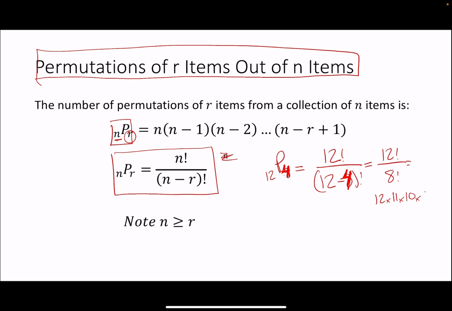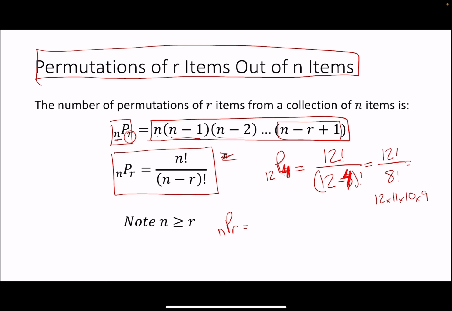Later on, you might need to use this formula. What does that mean? It just tells you where to stop, right? nPr just tells you where to stop. It's multiplied by n, then take away 1, take away 2, but stop at n minus r plus 1.